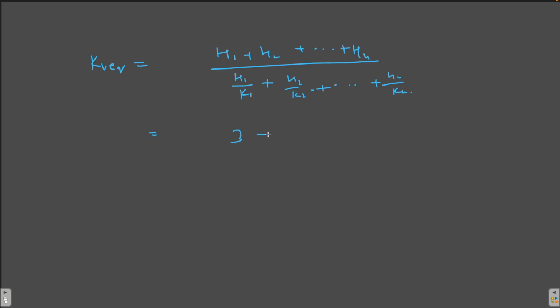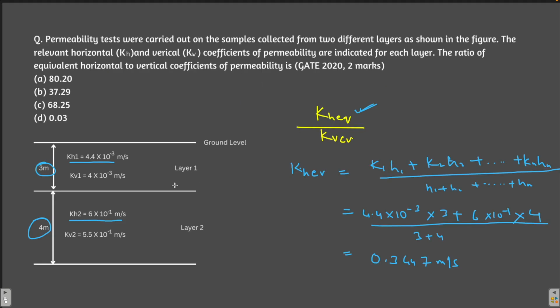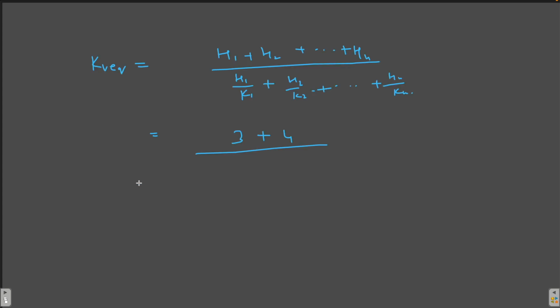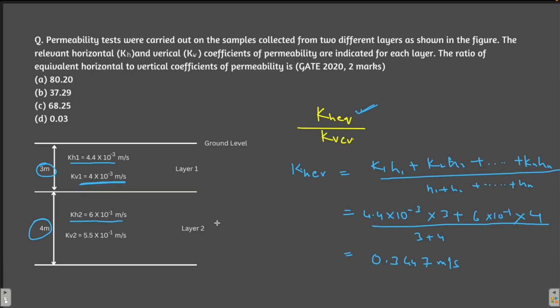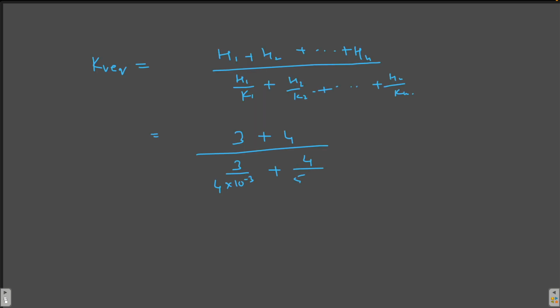So H1 plus H2, it will be 3 plus 4, divided by H1 by K1. So H1 is 3 and K1 is 4 into 10 to the power minus 3, right? 3 by 4 into 10 to the power minus 3 plus 4 by the vertical component, 5.5 into 10 to the power minus 1. Okay, so it is as simple as that. Let's solve this and we'll find out what is the answer.